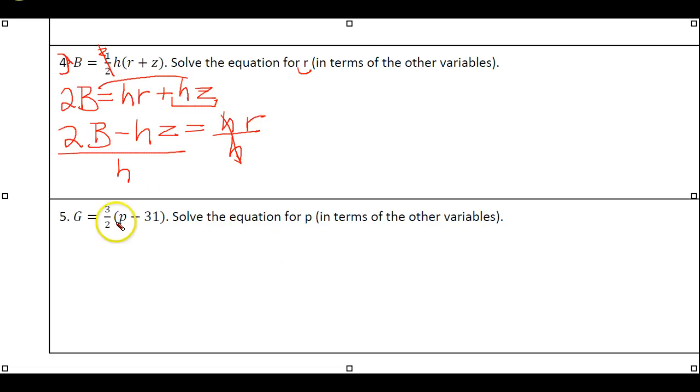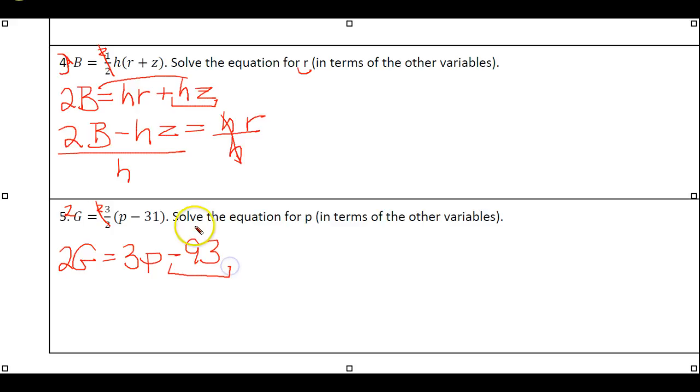All right, what are you going to do first here in number 5? Multiply both sides by 2? Excellent. So 2g, multiply that side by 2, this side. So here the 2's cancel out and get this outside the parentheses, so this would be 3p minus 93.